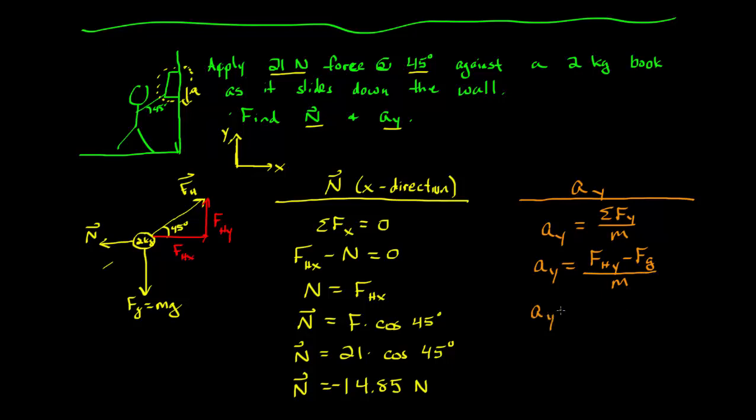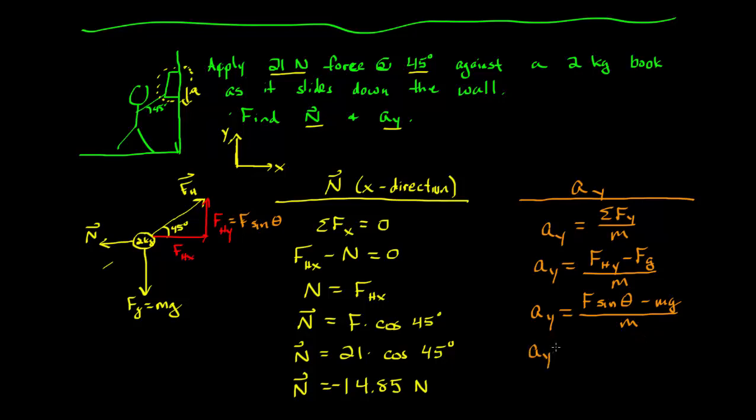Okay, so the acceleration in the y. The force of this one is going to be, this is the opposite, and I know the hypotenuse, so this would be F sine theta. So over here I get F sine theta minus the force of gravity, which is mg, over m.